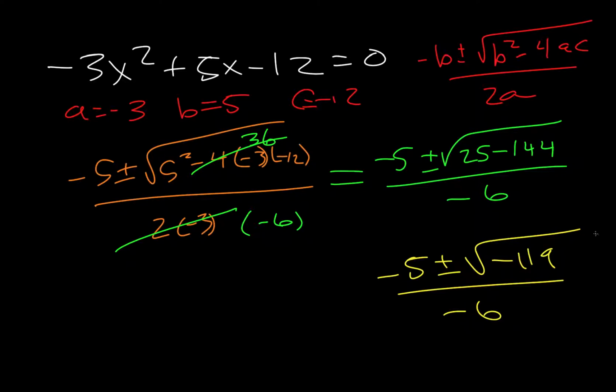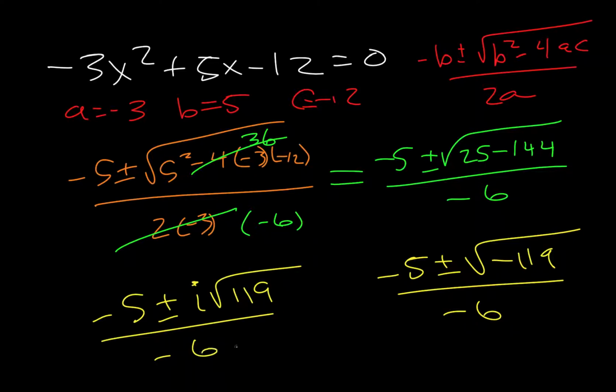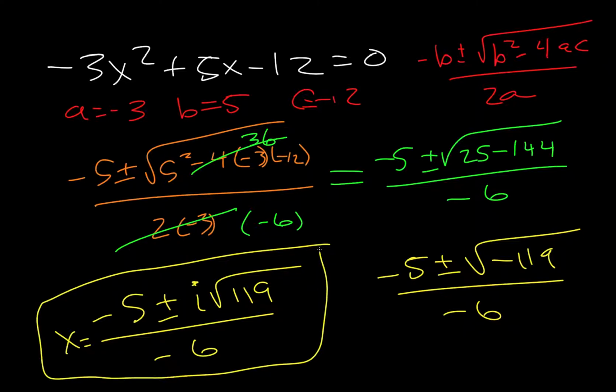Okay. Now 119 can't be broken down, but we can pull the i out. So we're going to say negative 5 plus or minus i, that's what the negative would become, and then the square root of 119. Then we have a negative 6 on the bottom. I would just accept that answer, and you just leave it like that. And we call it good.